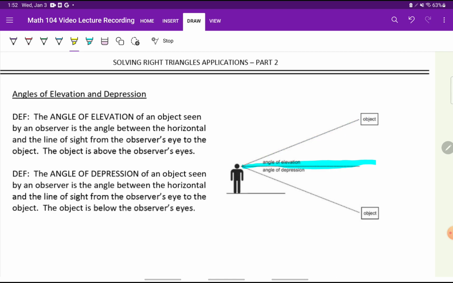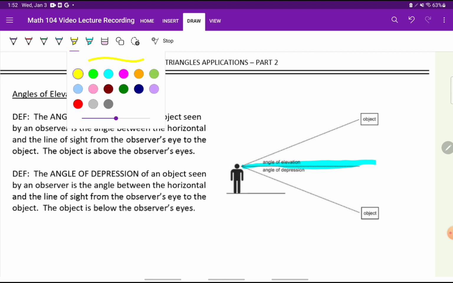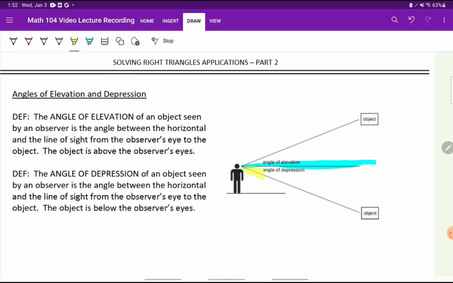Now, if there's something that's below your natural sight line and you look down to see the object, this amount that you look down from your normal sight line is the angle of depression. So, amount you look up, angle of elevation; amount you're looking down, angle of depression.